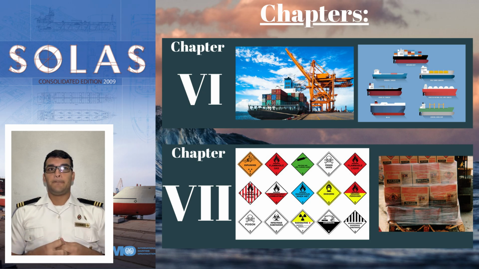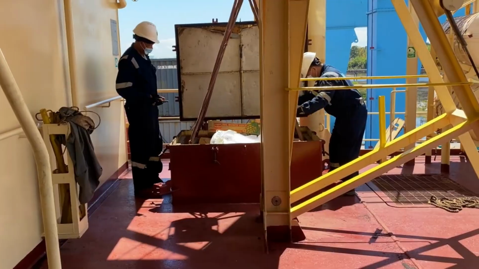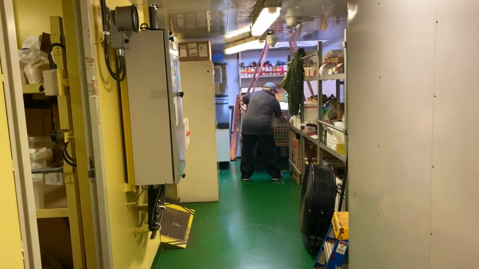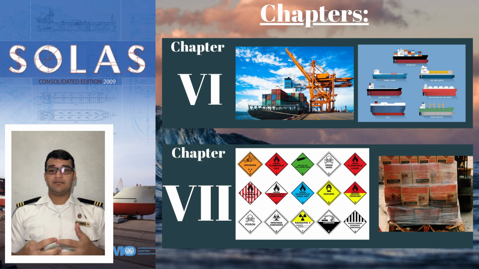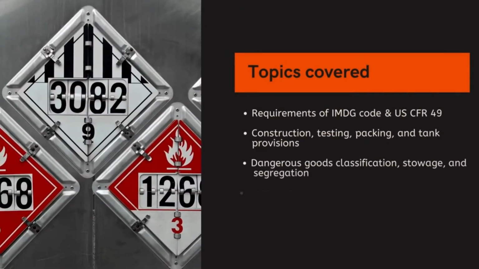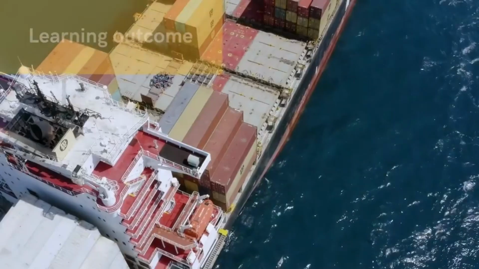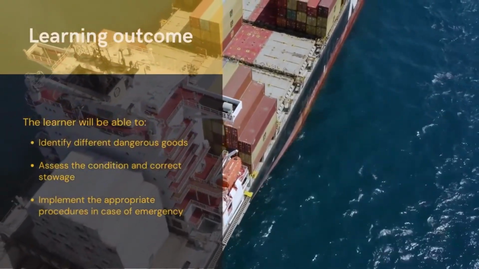Chapter 7, transport of dangerous goods. This chapter regulates the maritime transport of dangerous goods, establishing standards for their classification, packaging, handling, labeling, and documentation. It is based on the IMDG Code, or International Maritime Dangerous Goods Code. General objective of this chapter: to minimize the risks associated with the transport of dangerous goods. Specific objectives: to establish standards for the classification, packaging, marking, labeling, handling, and documentation of dangerous goods.